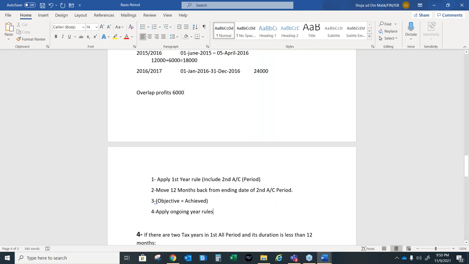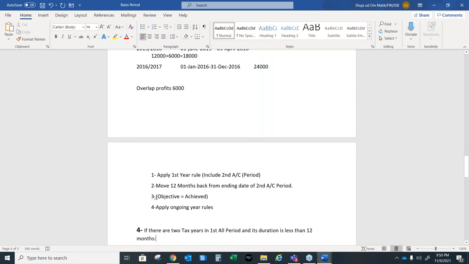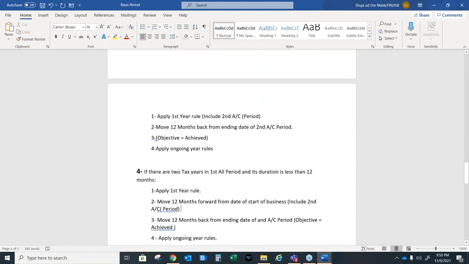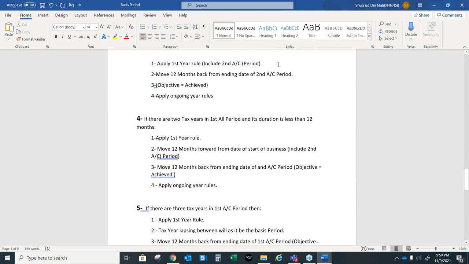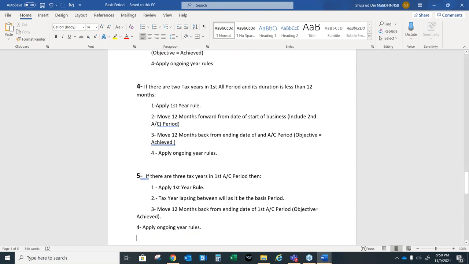Okay, when there is a single tax year, what you will do is you will apply the first year rule, and that will include the second accounting period. Then you will be moving 12 months back from the ending date of the second accounting period, as has been mentioned. This will achieve your objective, and then you will be applying ongoing year rules. That is, you don't have to worry about making any other basis periods.